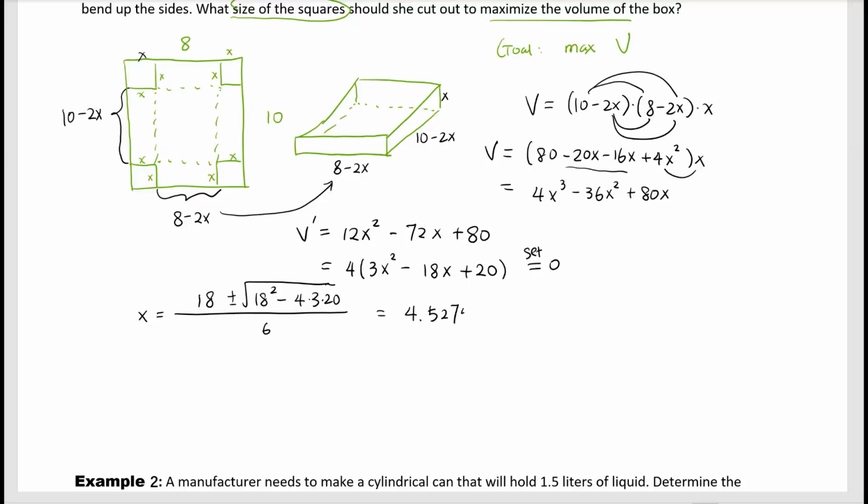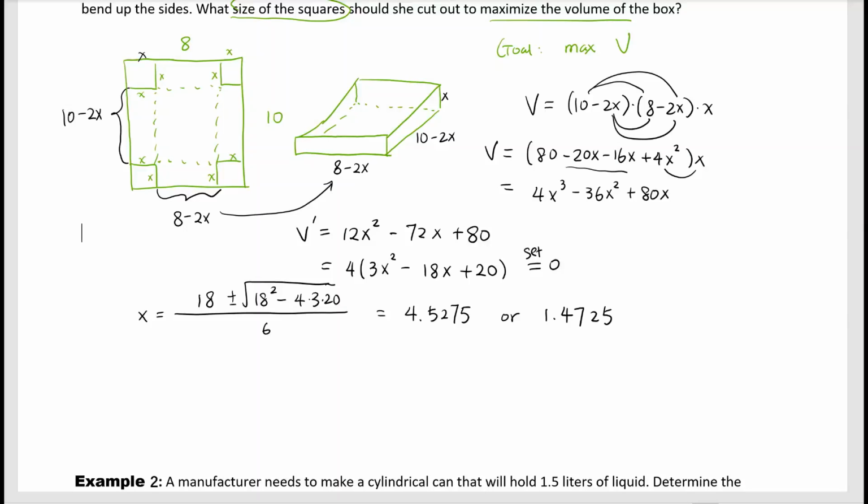Okay, so the answer I get is 4.5275. So that is the plus. And when I plug in the minus, you don't need to type the entire thing again. You just go up to that formula and change the plus to minus. I get 1.47247, so it's like 1.47.